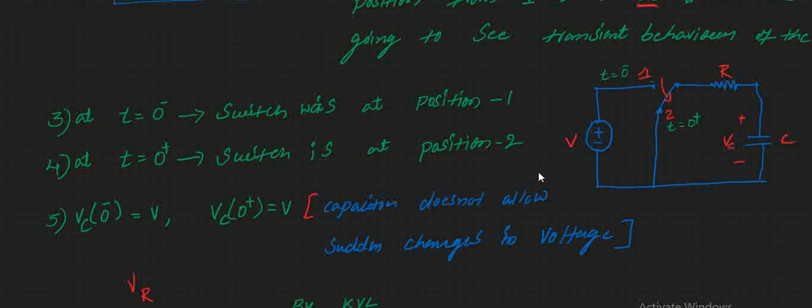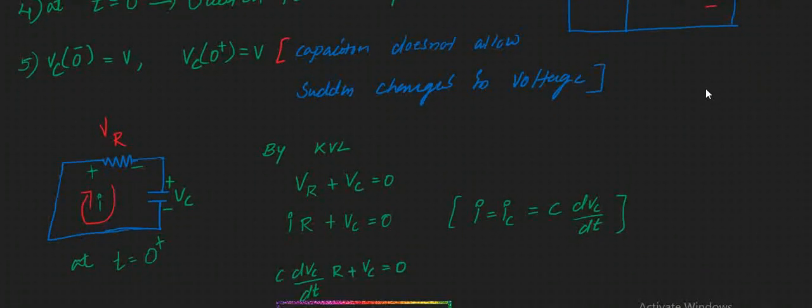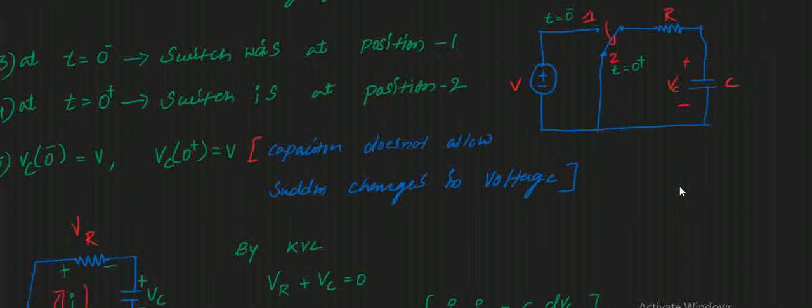Because what is the reason? The capacitor does not allow sudden changes in the voltage. That's why at t equal to 0 minus, we have V volts across the capacitor. At t equal to 0 plus also, the voltage across the capacitor is V only. So let us take the remaining part of the circuit. This part we are going to analyze.